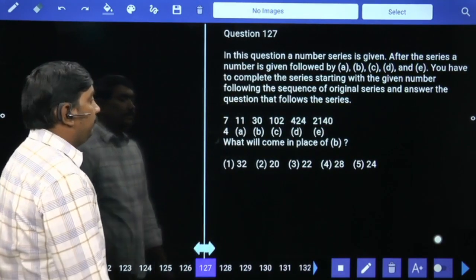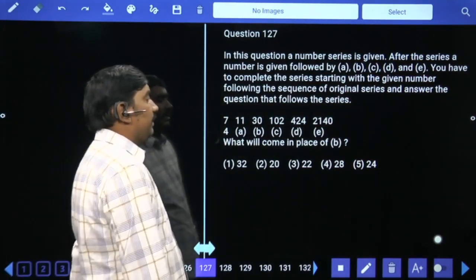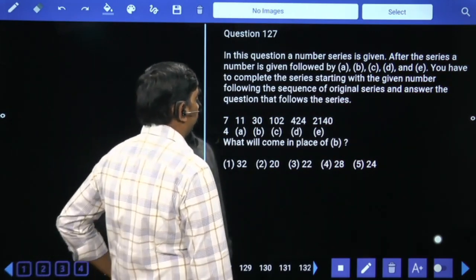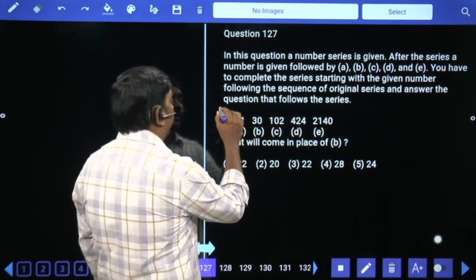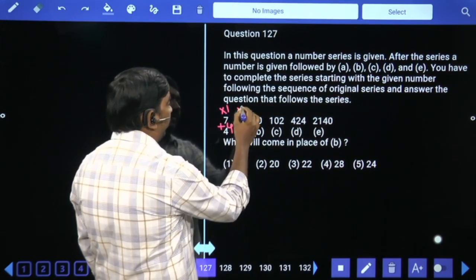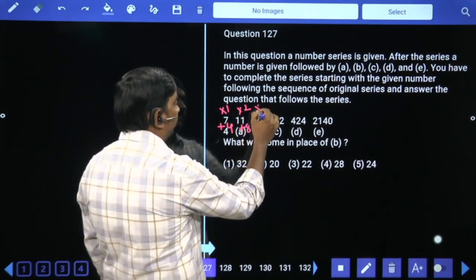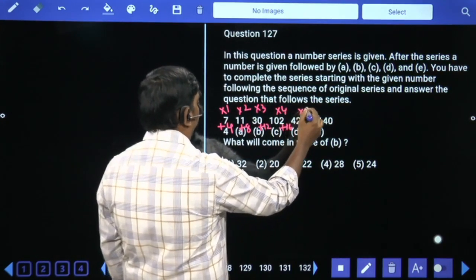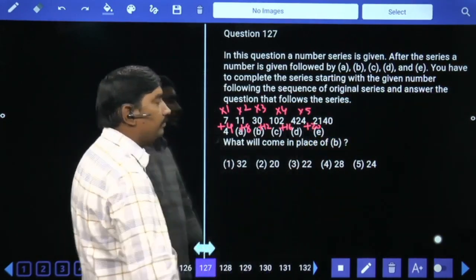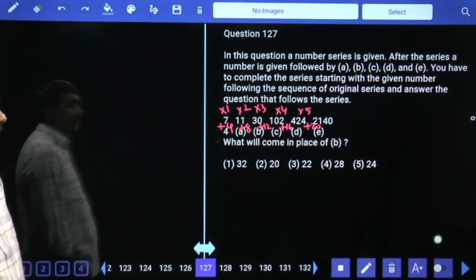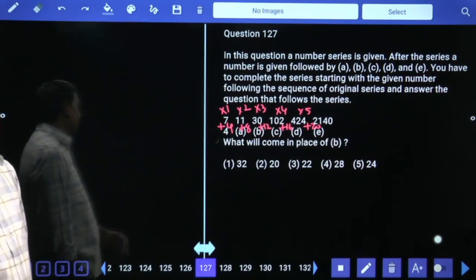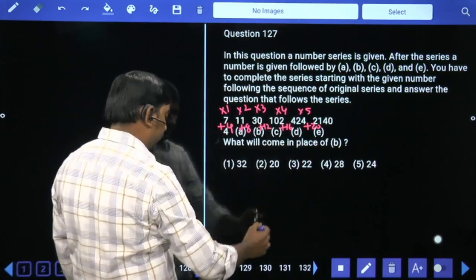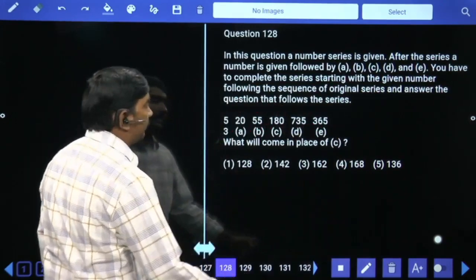Number series. Into 1 plus 4, into 2 plus 8, into 3 plus 12, into 4 plus 16, into 5 plus 20. Into 1, into 2, into 3, into 4, into 5. Addition doubles: plus 4, plus 8, plus 12, plus 16, plus 20. Based on the same logic, you can frame the second series. Next.